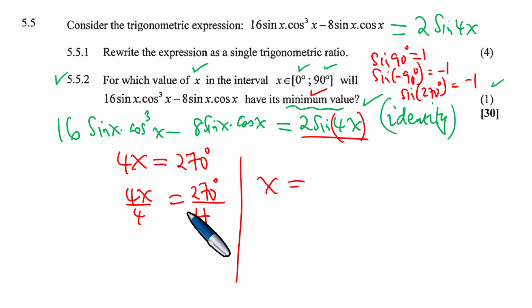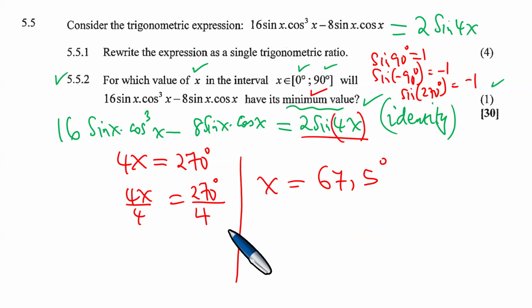What is 270 divided by 4? We have 270 degrees, we divide it by 4. 270 divided by 4 is actually 67.5. So it is 67.5 degrees, and this 67.5 degrees is an angle that lies between 0 and 90. Any question?